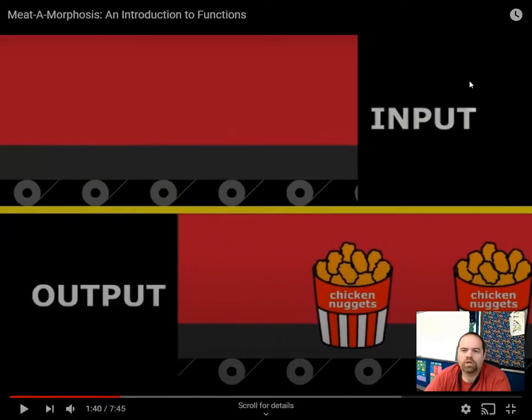Okay, a couple of words that you'll need to get here are input and output. We're going to start dealing with functions. Basically, what this is trying to illustrate here with this nuggetizer, you put something into this machine, you get something out of this machine. We're going to be looking at that as far as numbers go. We're going to look at basically a number machine. We're going to put a number into the function, and we're going to get a number out of the function. Again, input and output.